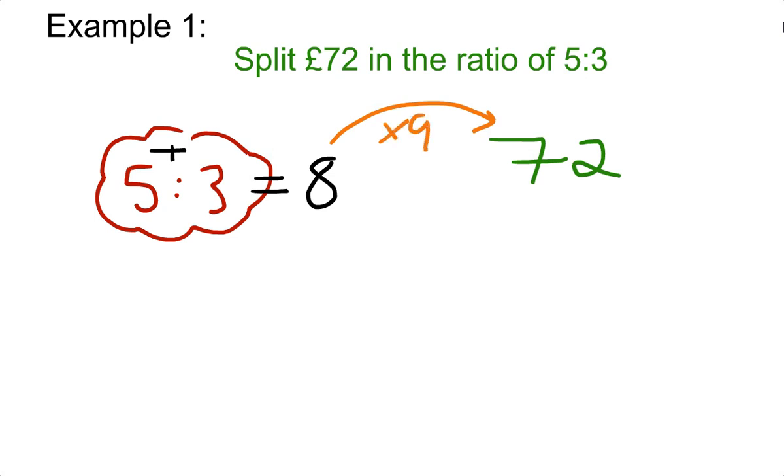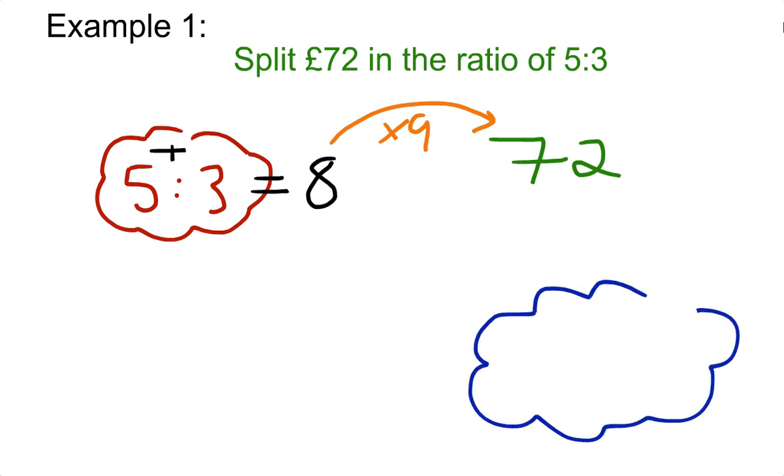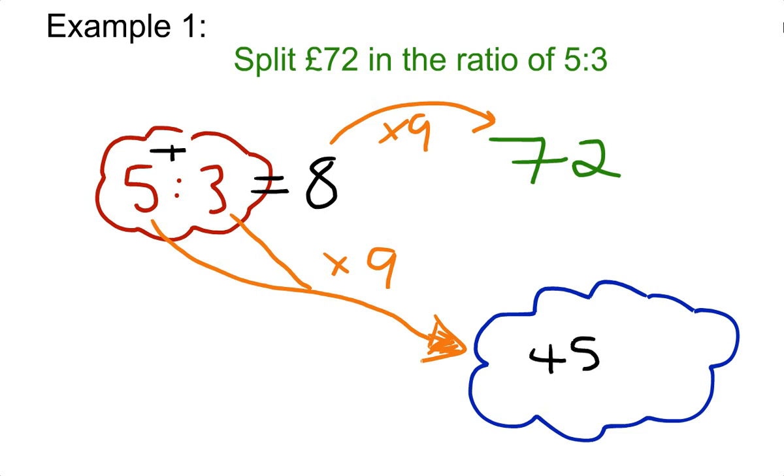So if I want to get my cloud at the end with my amounts in it, I have to remember to multiply both of these by 9 in order to keep everything in proportion. So let's have a look. 5 times 9 is 45, and 3 times 9 is 27. And the easy way of checking is 45 plus 27 does actually make 72.